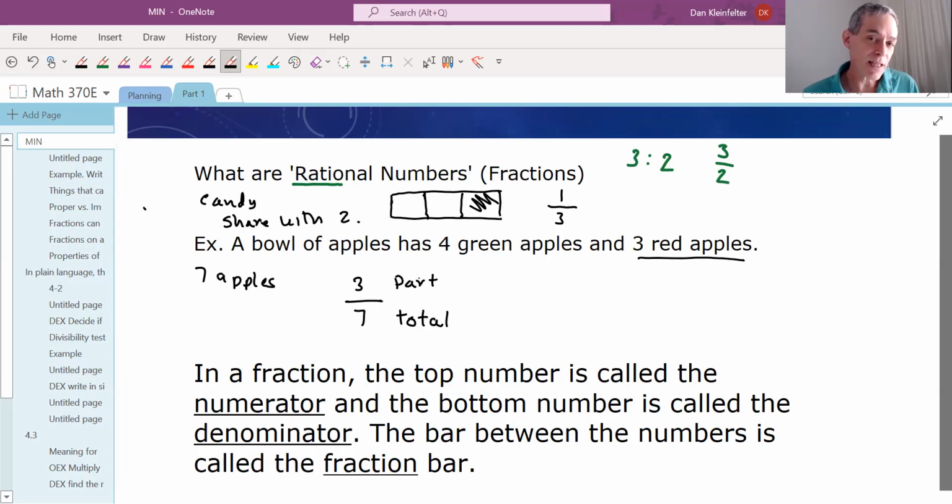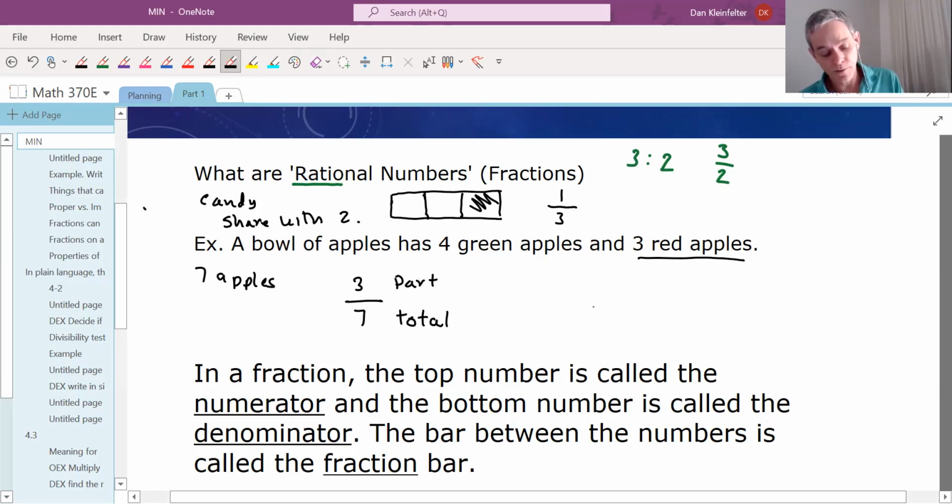Okay, take a moment to think about what fraction would be used to represent the part that is red apples. We just did red apples. That was 3 out of 7. Green, rather, would be 4 out of 7. 4 7ths are green, whereas 3 7ths were red.